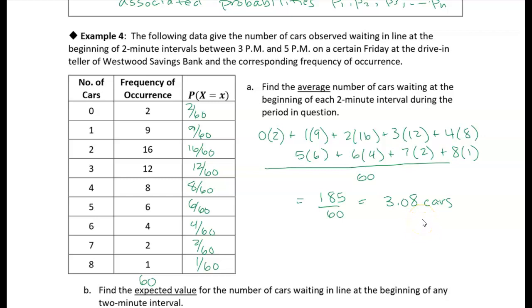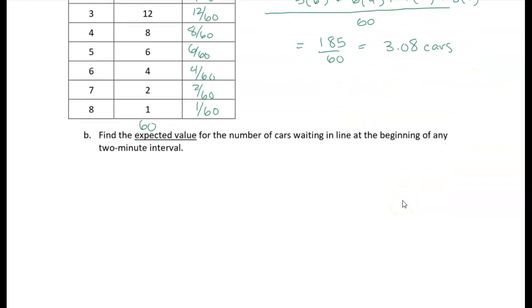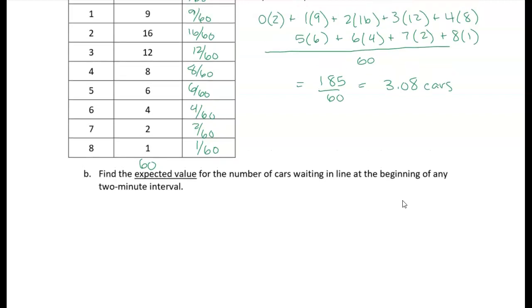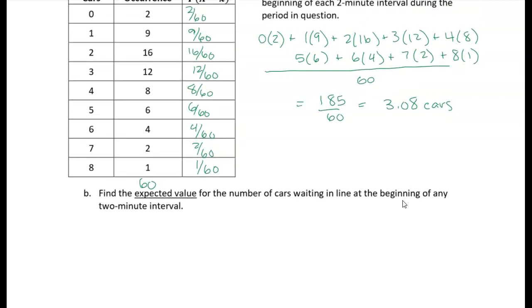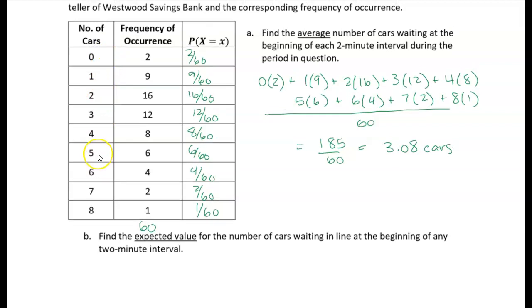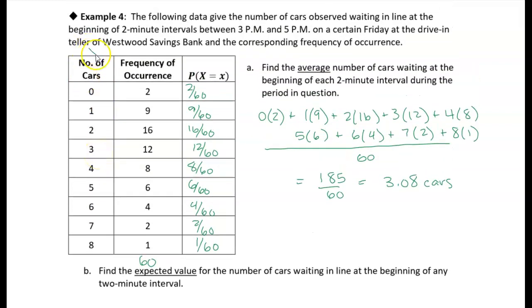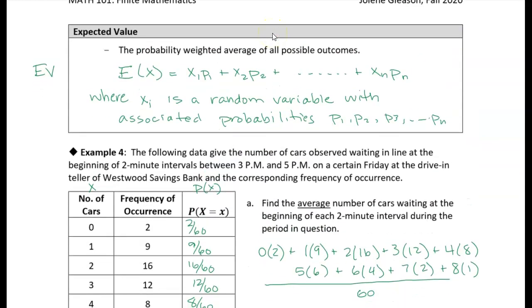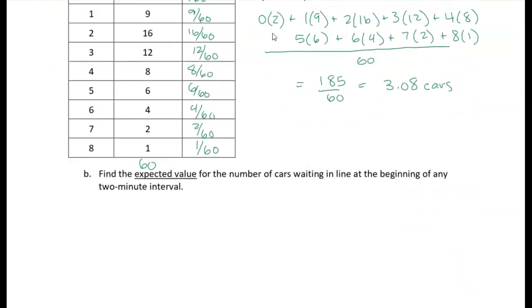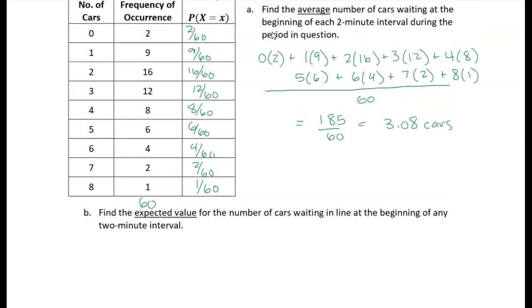The next part of this question is asking for expected value. This is where we need those probabilities, which I just calculated there. Because what we're going to do is take each data point, the random variable here is the number of cars waiting in line, that's our x value. Maybe I should label that. So this is our x, our random variable, and this is our p of x, or our probabilities. We're going to use this formula up here. We're going to take the random variable outcome times its associated probability, and then just add all those up. I'll try and keep both of these on the screen.